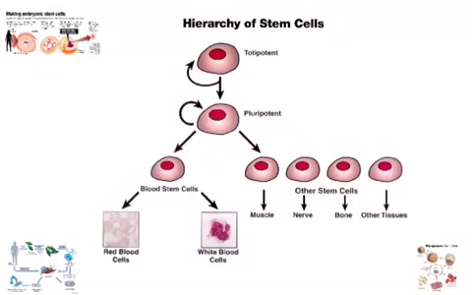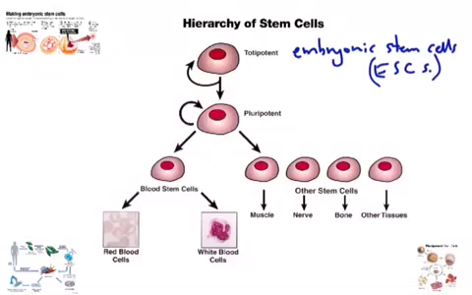The first stem cells that are produced after fertilization in the body are our embryonic stem cells. So the embryonic stem cells, or ESCs, are the ones that are produced by fertilizing the egg. So essentially you're talking about the zygote, or just the cells that are produced just after the development of the zygote into a blastocyst, and we'll have a look at that in just a minute.